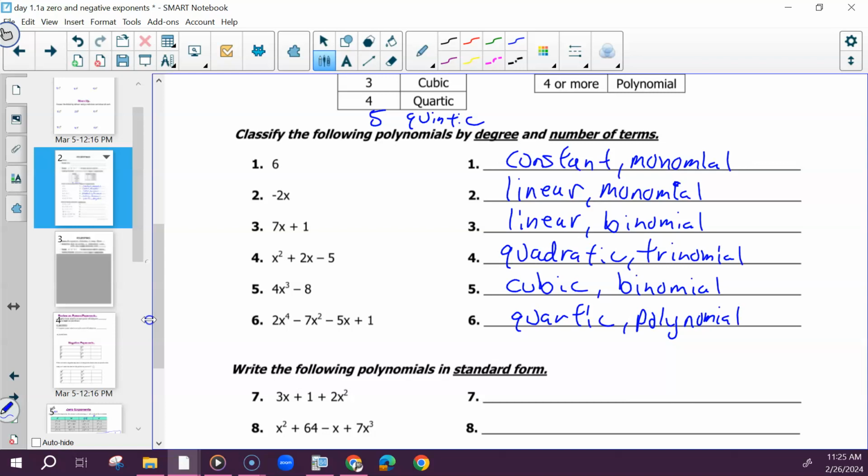So notice that all of these are technically polynomials, but also they have specific polynomial number of term names. So this is a monomial polynomial. A number by itself. Because of this exponent, we're always looking at the highest exponent. Other questions there?